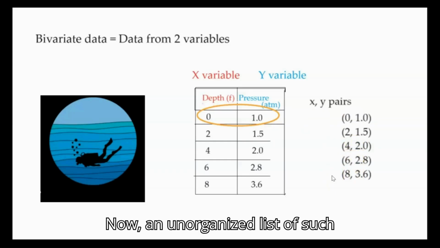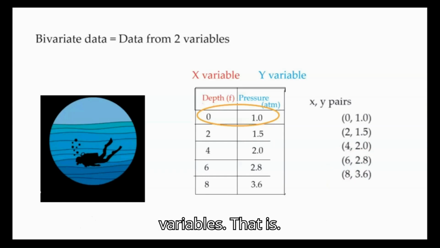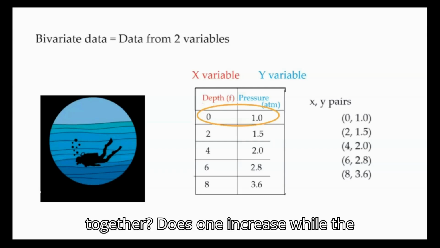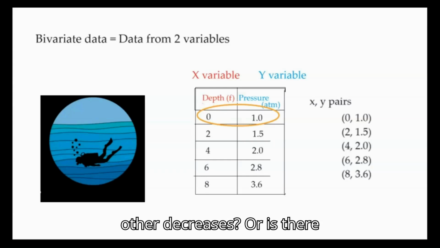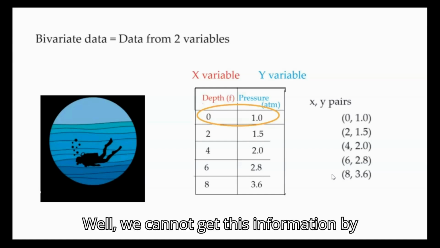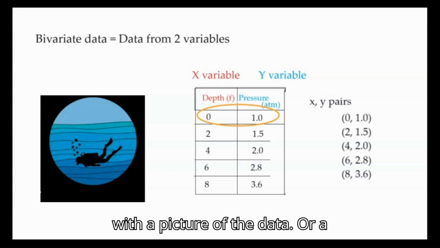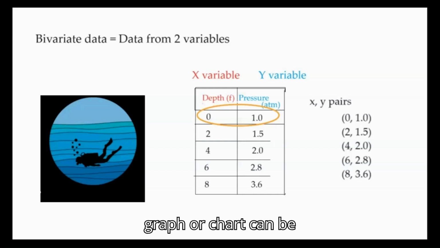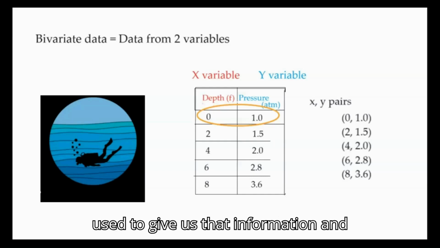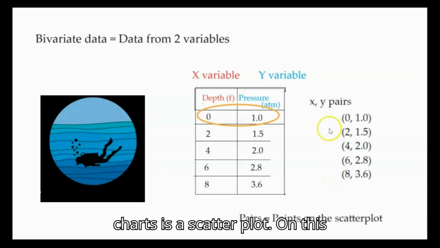Now, an unorganized list of such pairs cannot give us much information about the relationship between the two variables. That is, do X and Y increase or decrease together? Does one increase while the other decreases? Or is there no relationship between them? Well, we cannot get this information by simply looking at the pairs of numbers. But a picture of the data or a graph or chart can be used to give us that information and more. Perhaps the most commonly used chart is a scatter plot.